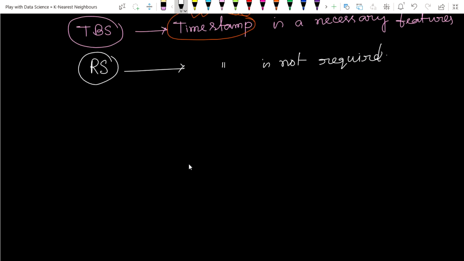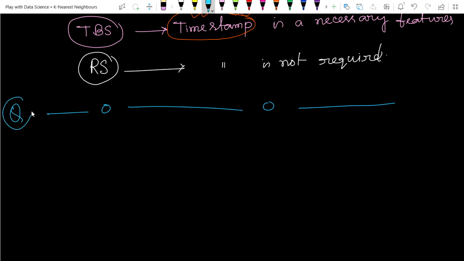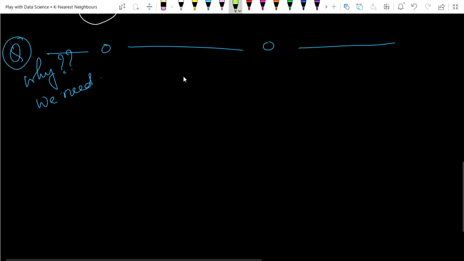So let's see why this is required for us. Why do we need this? Suppose we used random splitting on the data. Let's say first we used random splitting.